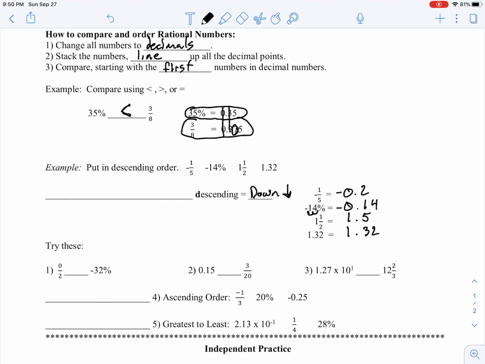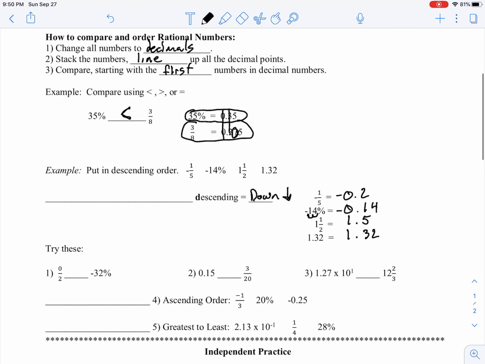So we're going to compare, and since we're going down, we will put our biggest numbers out front here. So we have a 1 and a 1, so we know that these two will be the biggest, and no negatives with that 1. And then we compare the 3 and the 5 here, and 5 is bigger, so we have 1 and 1/2 will come first. Well, 1.32 is the only positive number left, so that's going to be next.